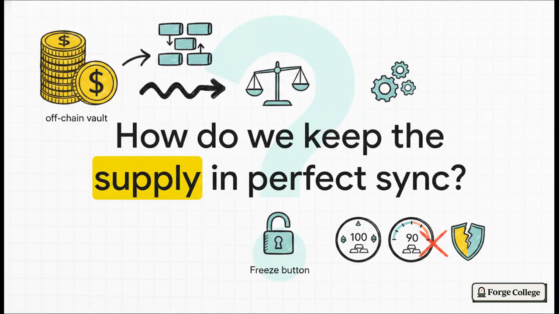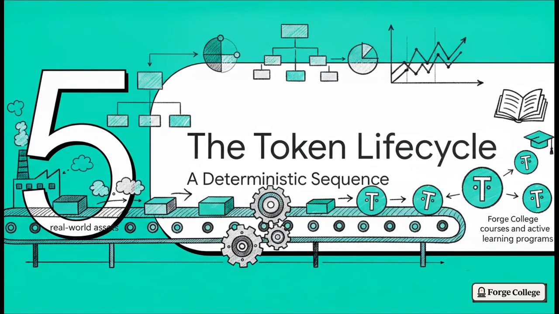But all of this raises a massive foundational question. How do we keep the on-chain supply and the off-chain vault in perfect sync throughout the asset's entire life? I mean, having a freeze button is neat and all, but if you mint 100 tokens and the bank only holds 90 physical gold bars, your entire system loses its economic credibility in a heartbeat. It's game over.